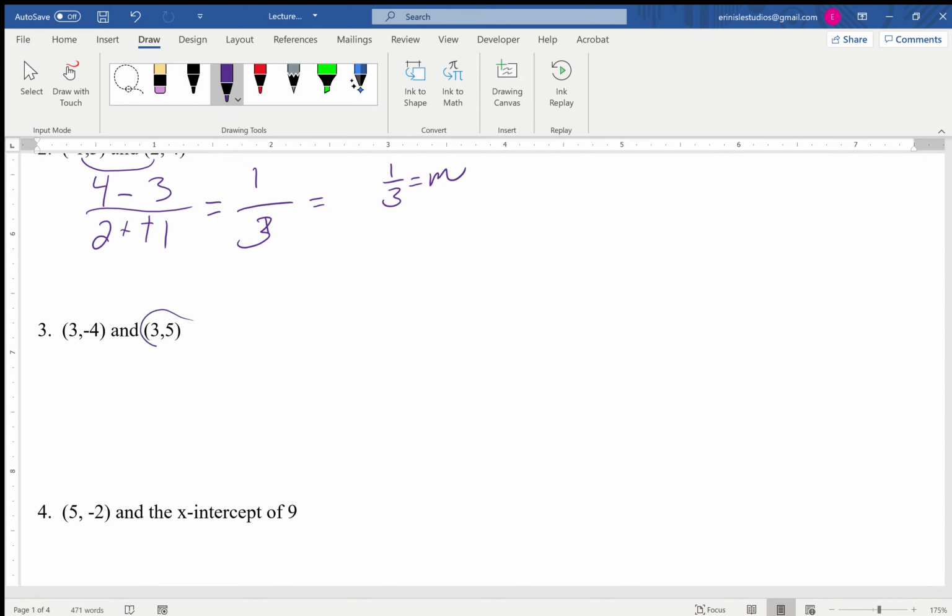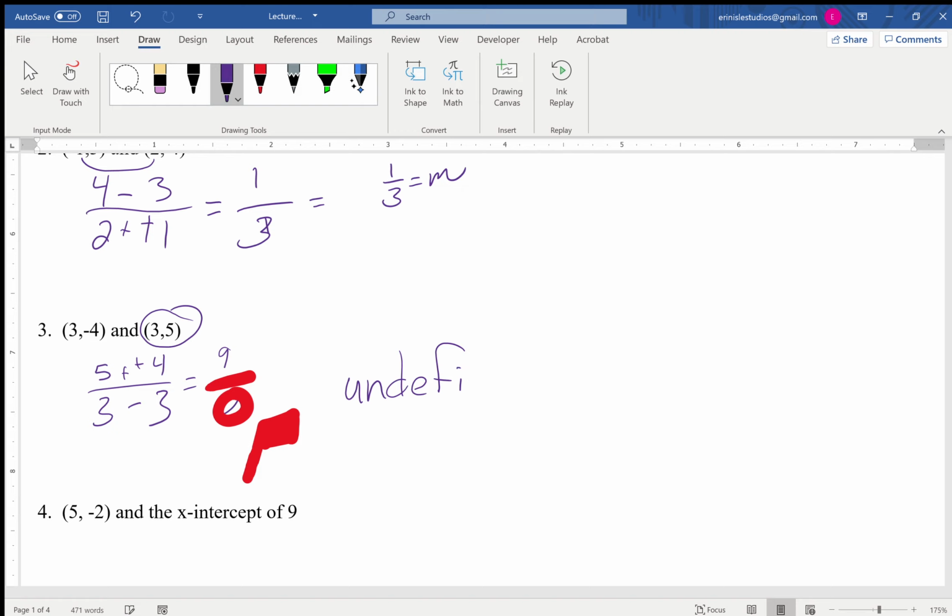Choose a number. I'm going to choose these. 5 over 3 minus a negative 4 minus 3. Plus a positive, this becomes 9. Uh-oh. Okay, this should be my red flag warning, because you cannot divide by 0. That's a no-no. That means undefined.